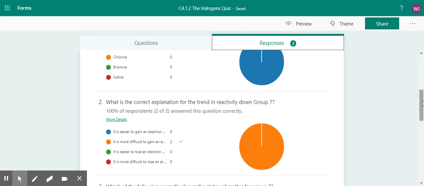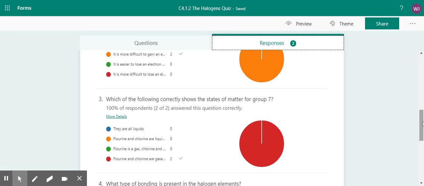So what's the correct explanation for the trend in reactivity down group 7? And both of you managed to get this right. That as you go down the group, the atom gets bigger, as it does in all groups. So in the alkali metals, they were trying to lose an electron, so they became more reactive as you went down the group. The group 7 elements, because they're non-metals, are trying to gain an electron. And if that electron's further away, then it's more difficult to gain it because the attraction between the positive nucleus that's trying to gain the electron and the negative electron is weaker, so it's more difficult to do it. So they're more reactive at the top of the group and less reactive at the bottom.